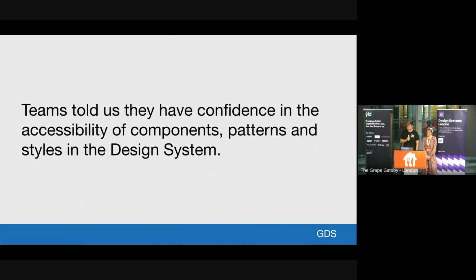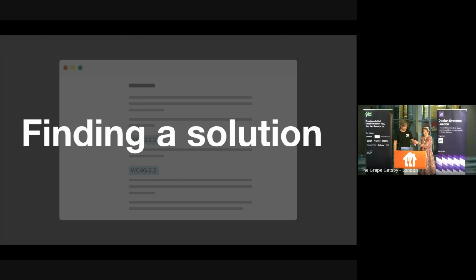We had to find a way to do this because teams basically told us they expected us to, in our surveys and user research. Teams tell us that they have confidence in the accessibility of components, patterns, and styles in the design system. So that's our challenge, no pressure.